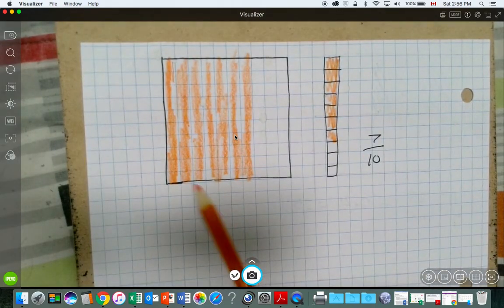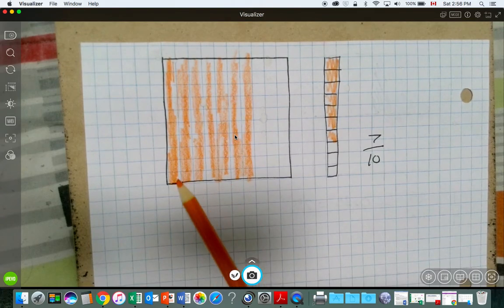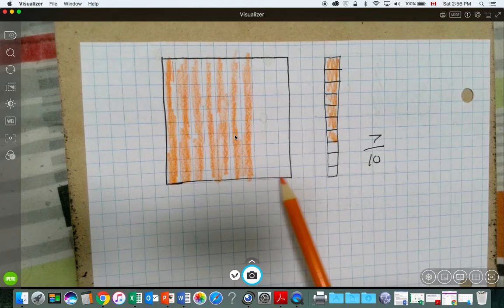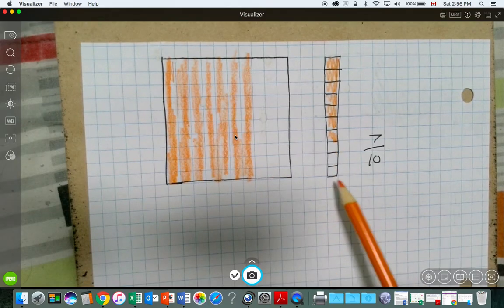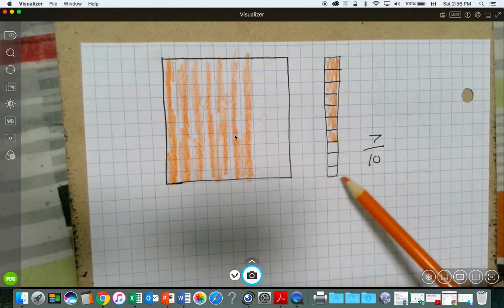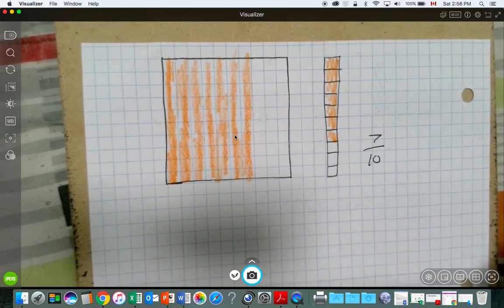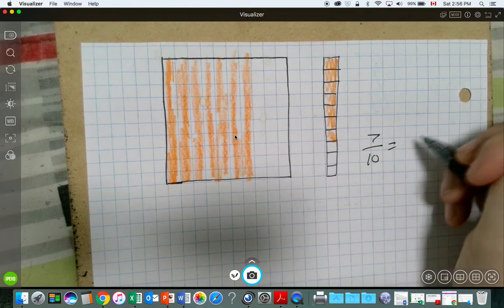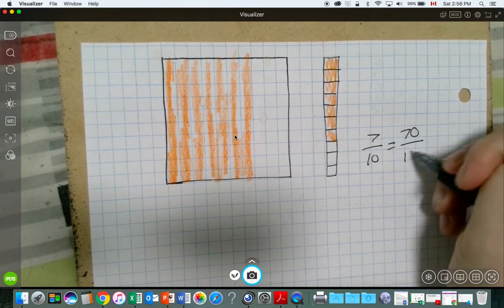All right, so this is equivalent. We have 1, 2, 3, 4, 5, 6, 7 out of 10. So we have 3 not colored, and then same here, 3 not colored. So this is 30, and this is 3. So therefore, we know that 7 over 10 is equivalent to 70 over 100.